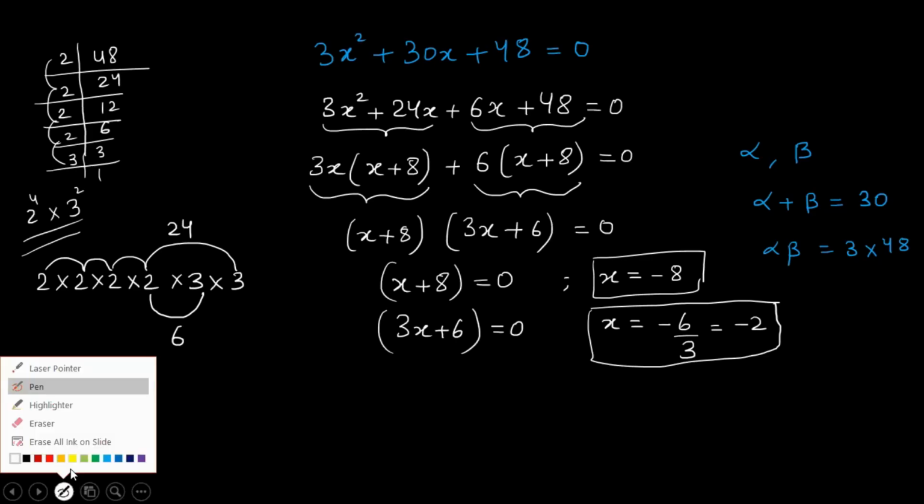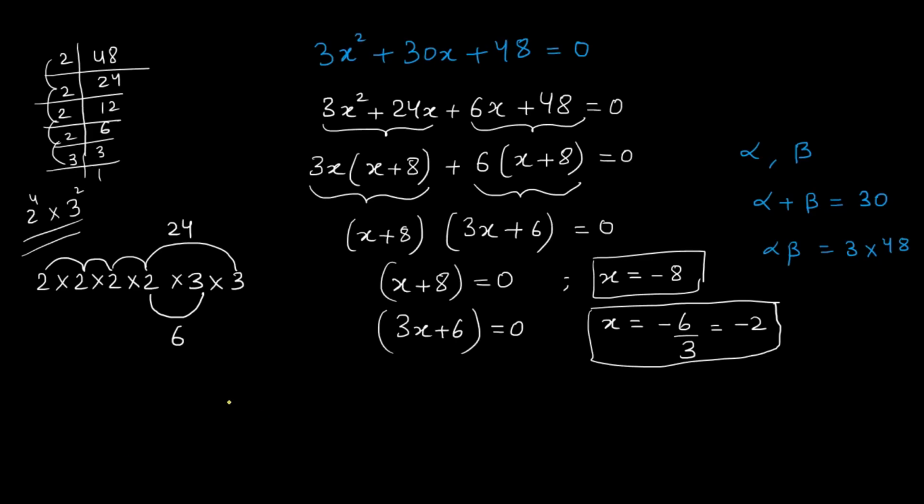Now you can also try this question as 6x squared plus 13x minus 8 equals 0.